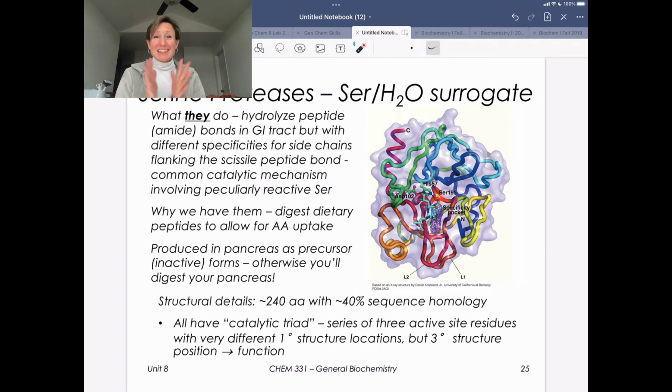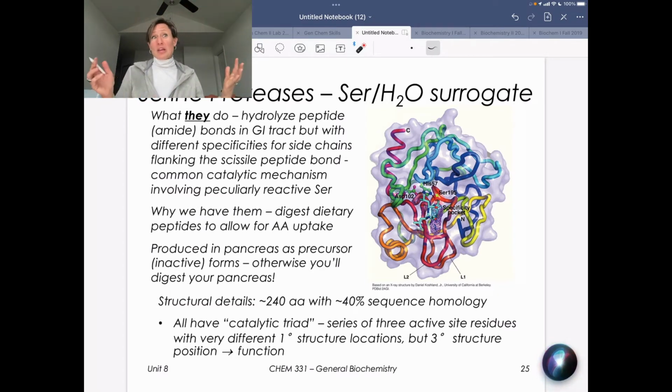All right, our last hydrolysis enzyme. So we had RNase A breaking the phosphodiester bond in RNA. We had lysozyme breaking the glycosidic bond that we had in bacterial carbohydrate cell walls. And now we've got serine proteases.